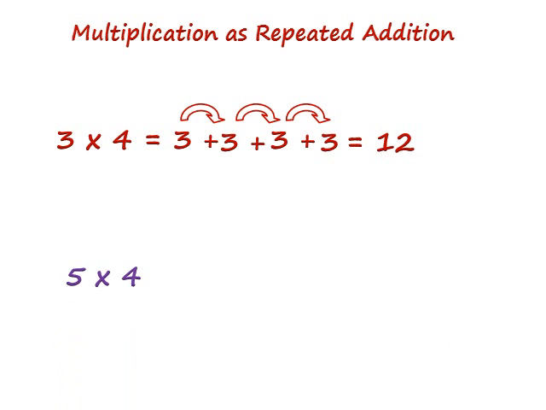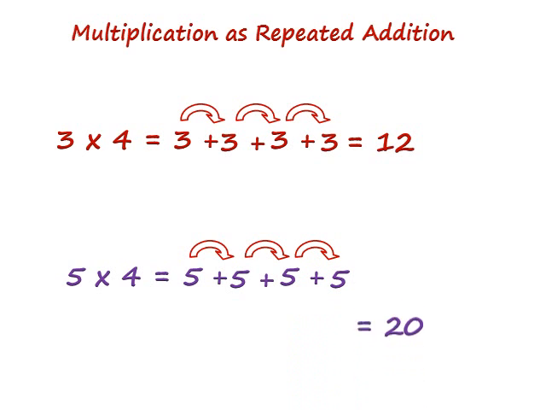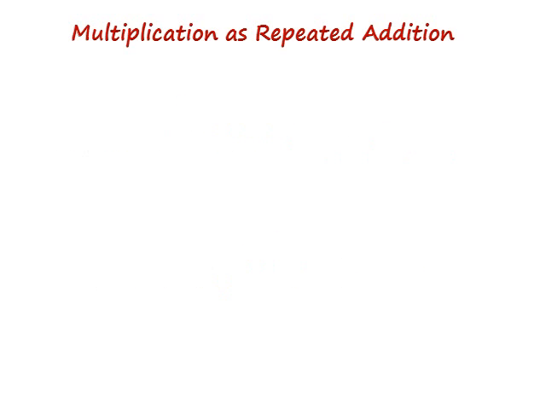How about 5 times 4? It'll just be 5 plus 5 plus 5 plus 5. So adding 5 four times, which is 20. So if you check your multiplication, 5 times 4, that's 20. And that's also equivalent to 5 plus 5 plus 5 plus 5.